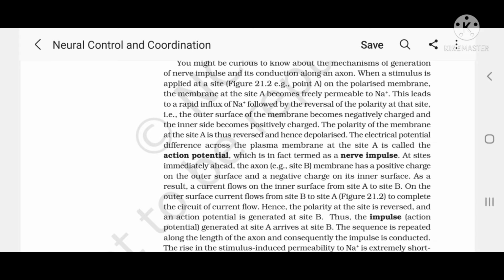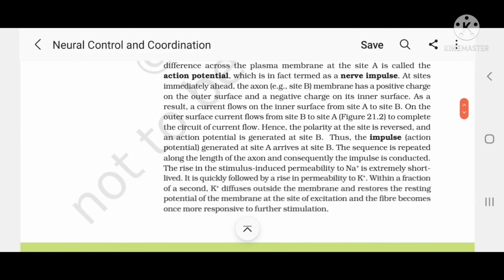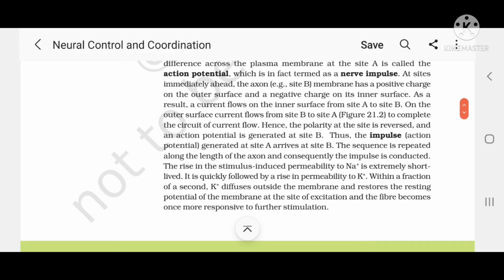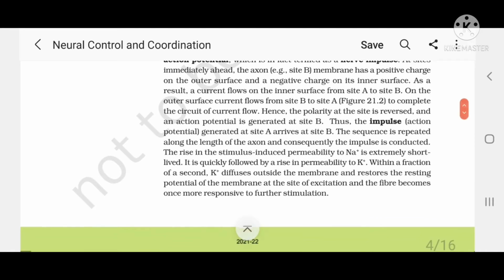The rise in the stimulus-induced permeability to sodium ion is extremely short-lived. It is quickly followed by a rise in permeability to potassium ion. Within a fraction of a second, potassium ion diffuses outside the membrane and restores the resting potential of the membrane at the site of excitation, and the fiber becomes once more responsive to further stimulation.